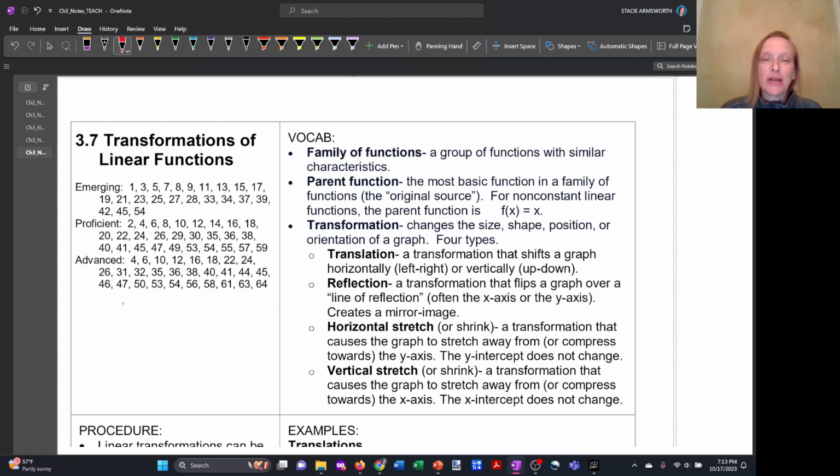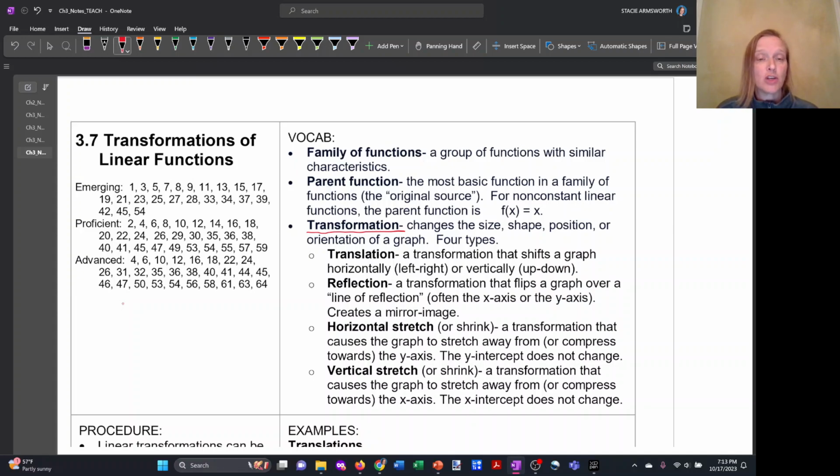Today we're going to learn about transformations of linear functions. Transformations are when you take a graph and you change its size, its shape, its position, or its orientation. So there are four main types of transformation that we'll look at today.